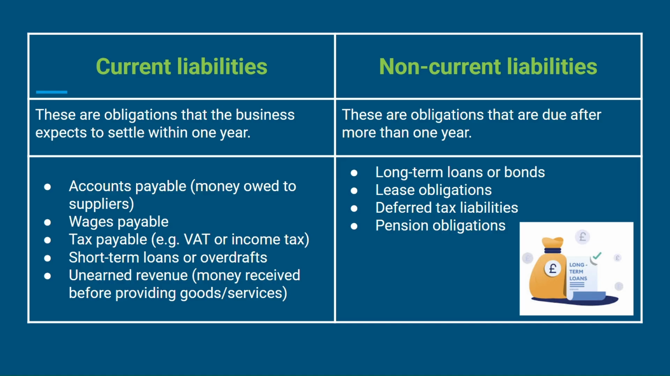Non-current liability, on the other hand, is obligations or money that the business has to pay back for more than 1 year. So you have more time to pay that money. And that's usually longer term loans, lease obligations, deferred tax liabilities, and pension obligations. Okay?